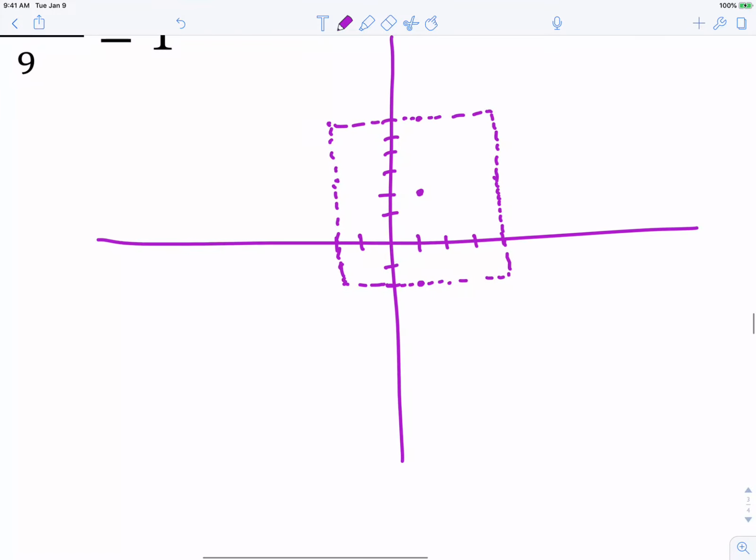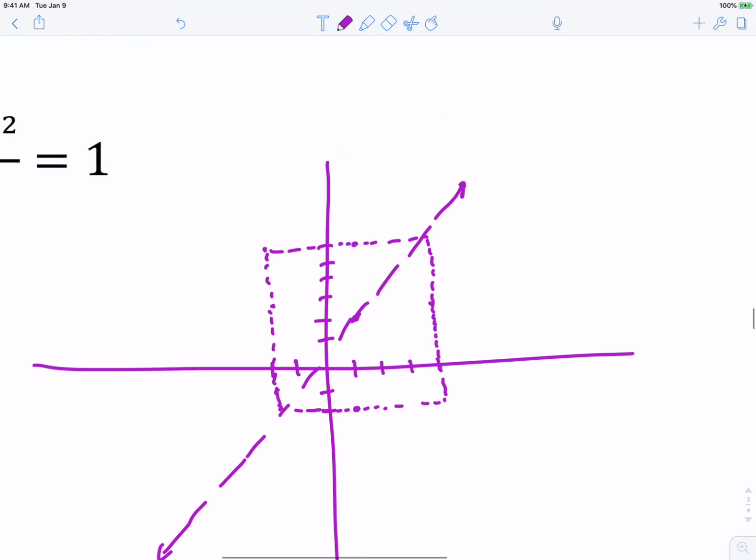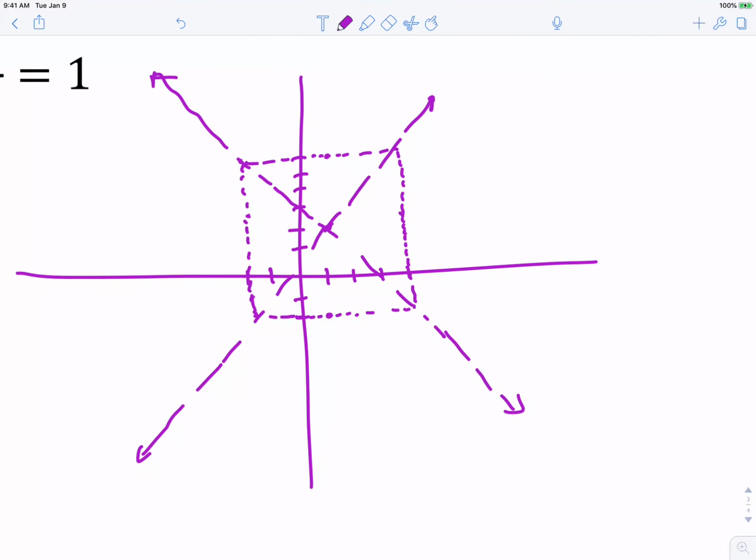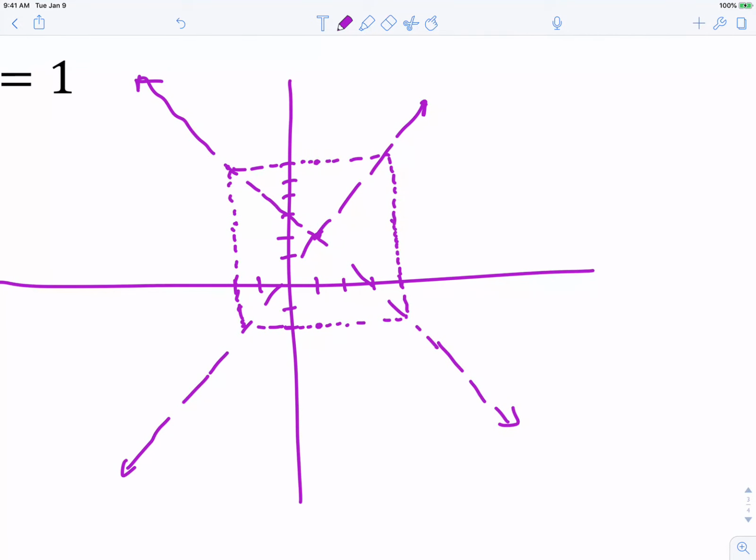So our rise here is 4 and our run is 3. So when I draw in our asymptotes, we can come up with the equations. They pass through the center. I know the slope is 4/3, and then I know the center point here is at 1, 2.